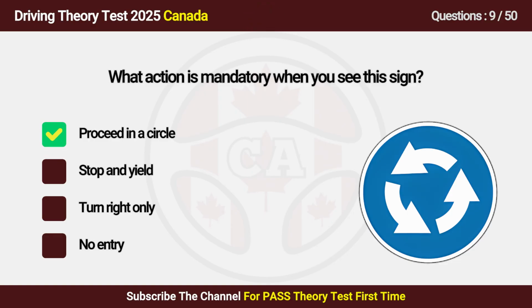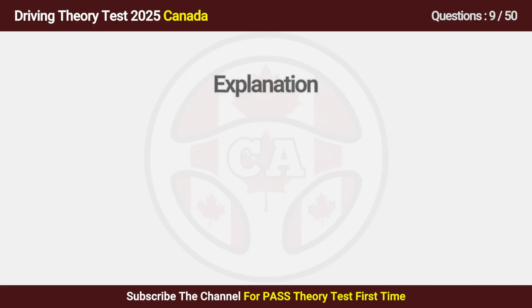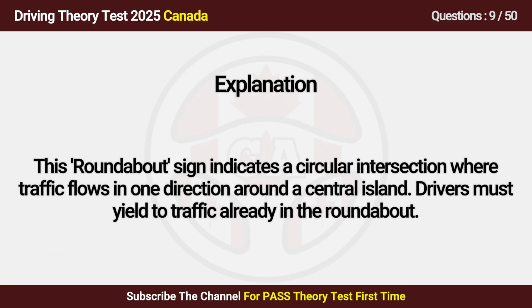Answer is A. Proceed in a circle. This roundabout sign indicates a circular intersection where traffic flows in one direction around a central island. Drivers must yield to traffic already in the roundabout.